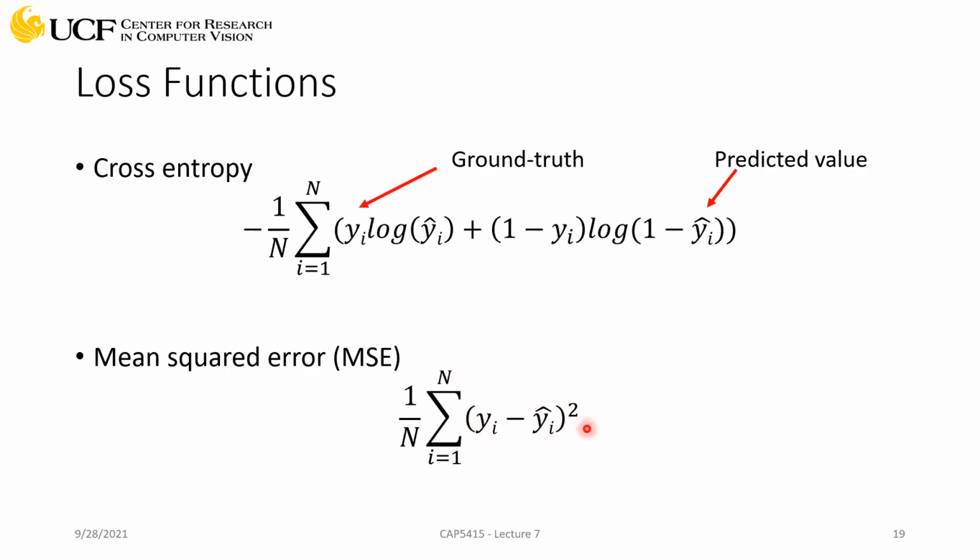So this is called L2 loss, and then if you don't use the square term, that becomes L1 loss. You can just take the absolute value. So you have these two variations.